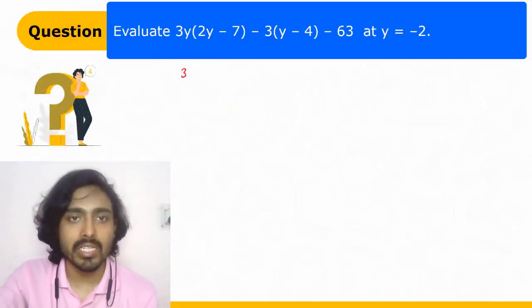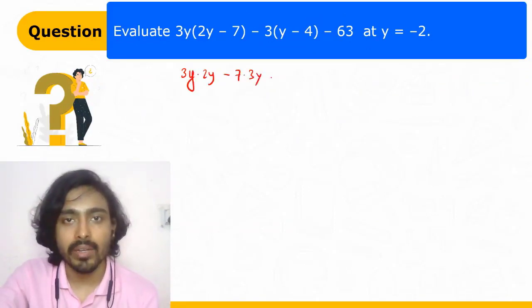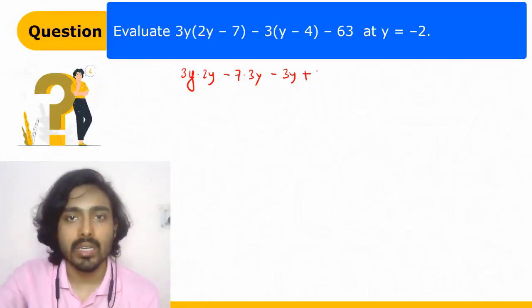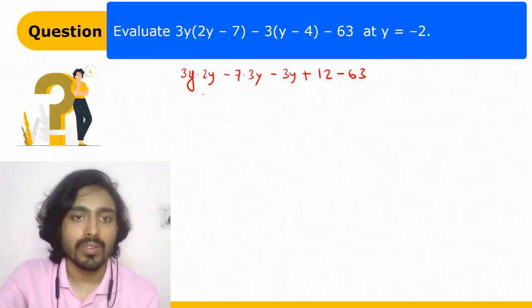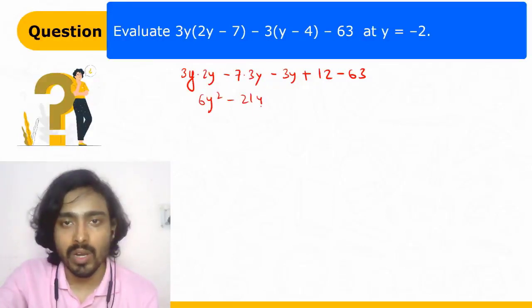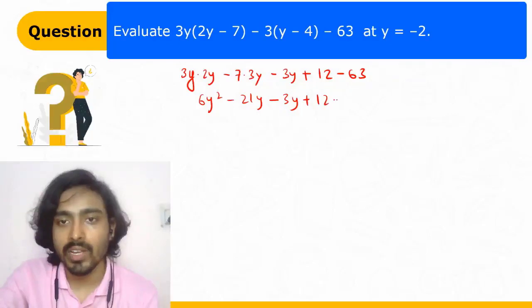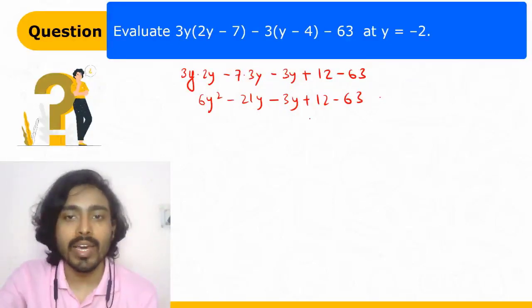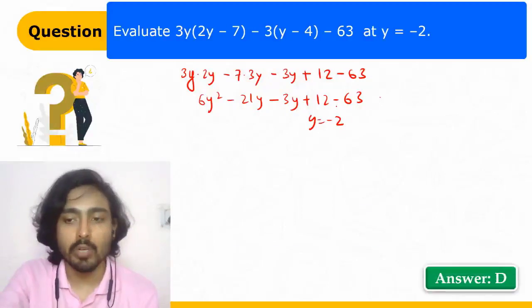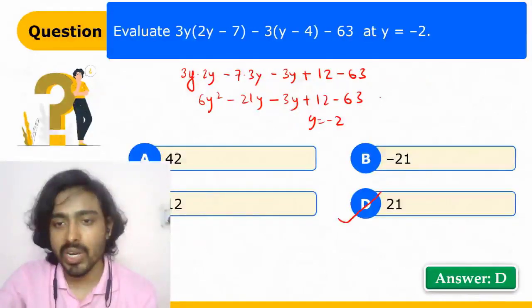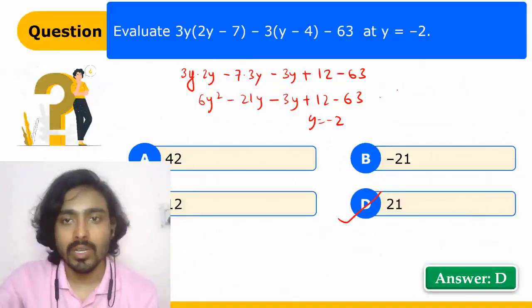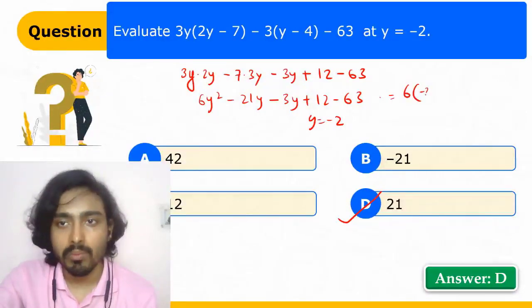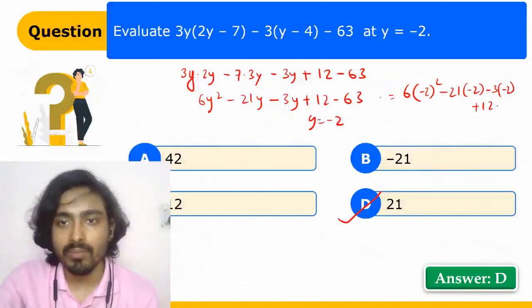Now you have to solve this. In this case, you just have to multiply. So 3y into 2y minus 7 into 3y minus 3y plus 12 minus 63. When you solve this, you get 6y square minus 21y minus 3y plus 12 minus 63. When you put y is equal to minus 2, you will get 21. Please try it on your own. This is simple. You just have to put, so this will become 6 into minus 2 square, that will be 4, minus 21 into minus 2, minus 3 into minus 2, plus 12, minus 63.